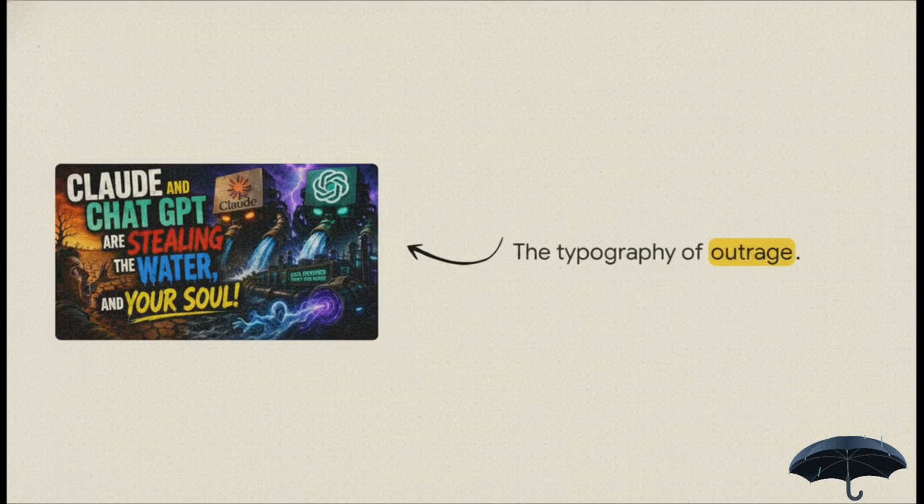And you can see this hyperbole most clearly in the typography of outrage used here. Just look at the text. It's massive, it's heavily shadowed so it pops in 3D, and it is fully capitalized. Also, notice the highly deliberate color choices. The names Claude and ChatGPT are stark white and mint green, but the active verb, the actual threat, stealing, is this visceral blood red. Water is a vibrant cyan, and your soul jumps out at you in electric yellow. These aren't just random aesthetic choices, they are highly calculated psychological triggers engineered for maximum clickbait potential.